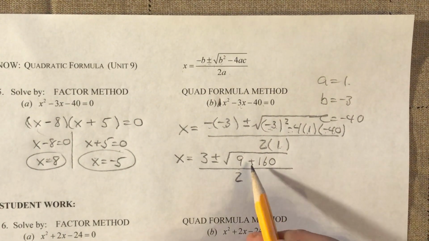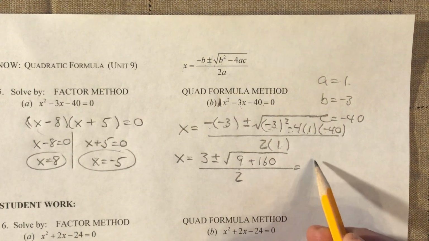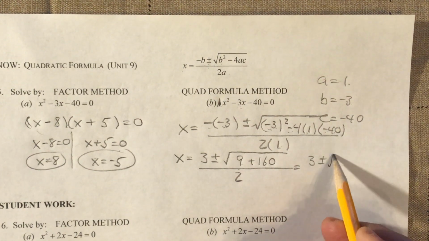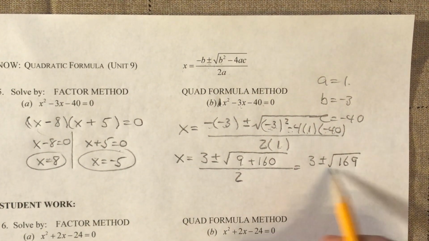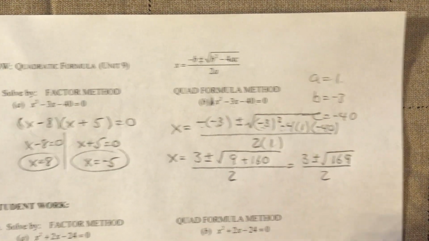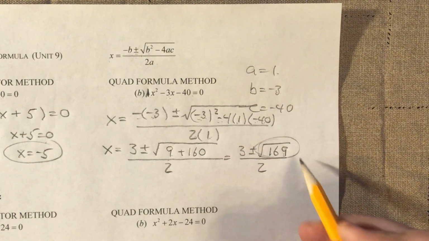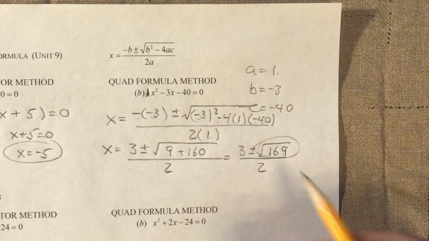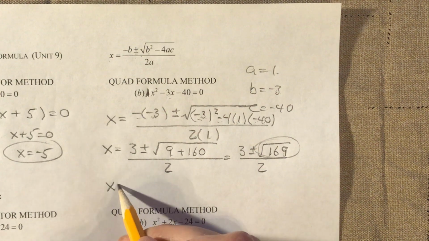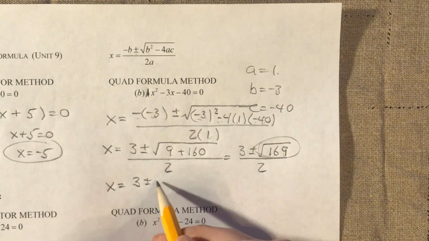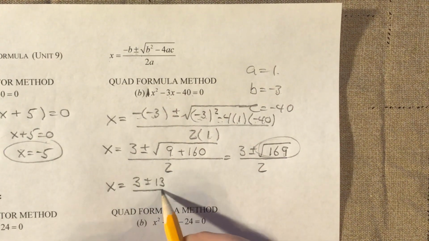All right. So 9 plus 160 is 169. Now, you might recognize that, or maybe you don't. That's a perfect number. If you put that in your calculator and ask, what's the square root of 169? It's going to say 13. So 3 plus or minus 13, all over 2.